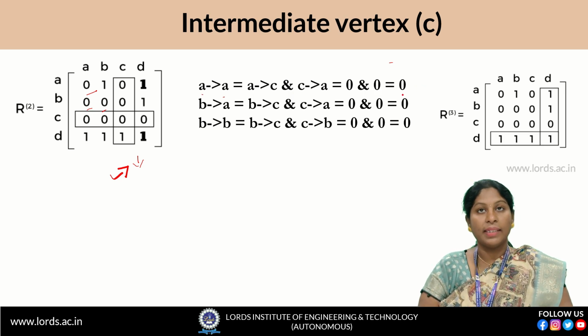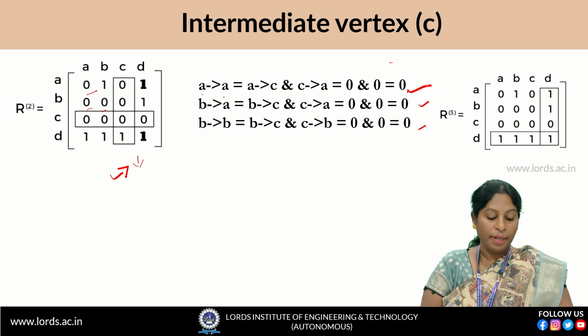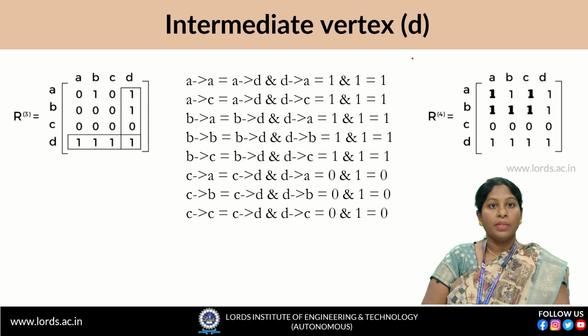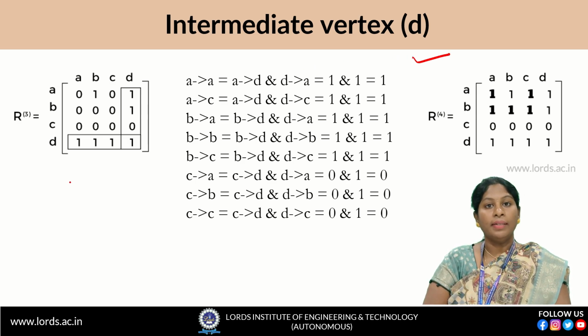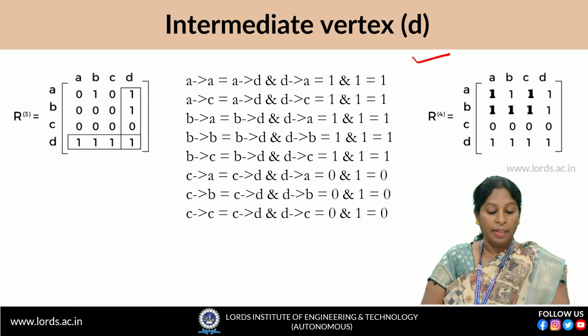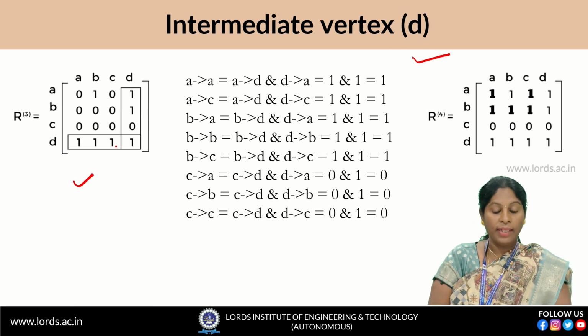Let us consider the intermediate vertex D. From the base of R3, we have to find out R4. How are we able to do it? By freezing the Dth row and Dth column. Let us consider intermediate vertex D. So this is R3, which we got from the previous slide. So we are going to find the intermediate vertex D by using this D. So here the Dth row and Dth column are fixed.